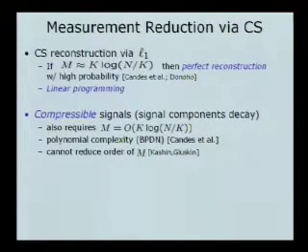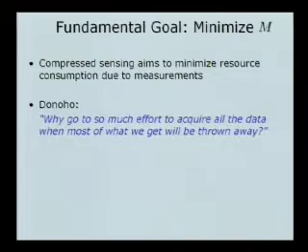Is k log n over k some magic number? Well, of course, the fundamental goal here is to reduce the number of measurements. Indeed, Dave Donoho wrote, and he's a Stanford guy, so he must be right, "Why go to so much effort to acquire all the data when most of what we get will be thrown away?" So if you have 1 million pixels in your image, why take a million measurements when 980,000 are going to be thrown away?